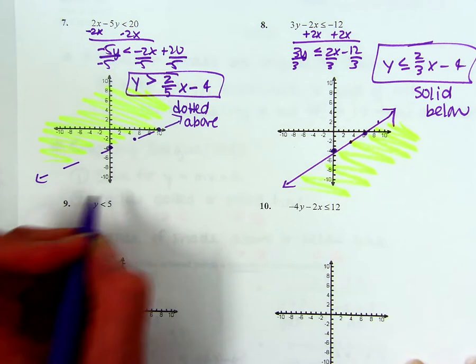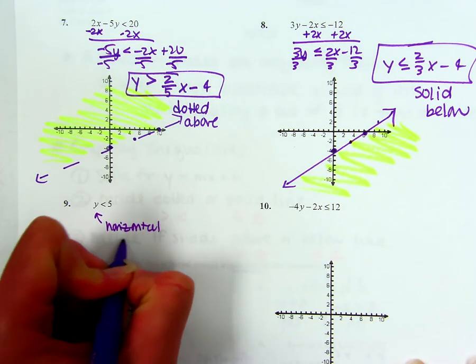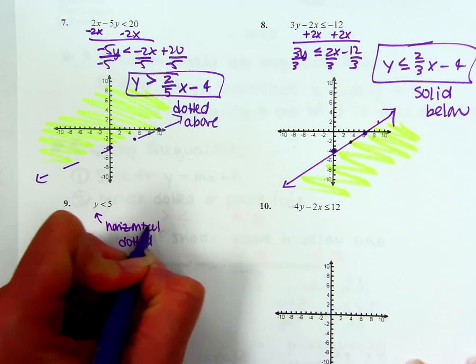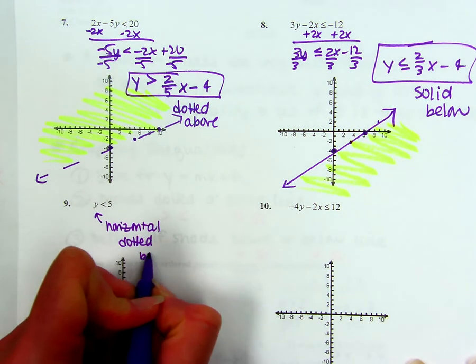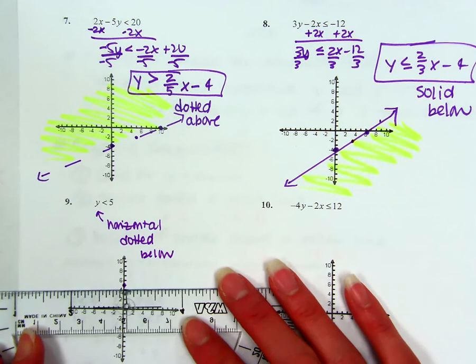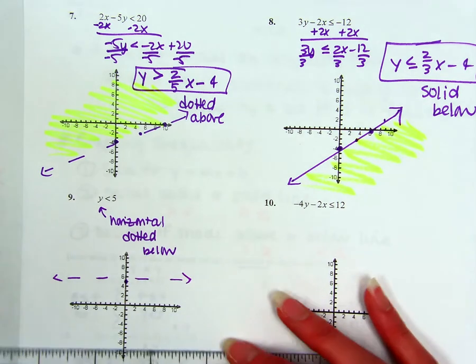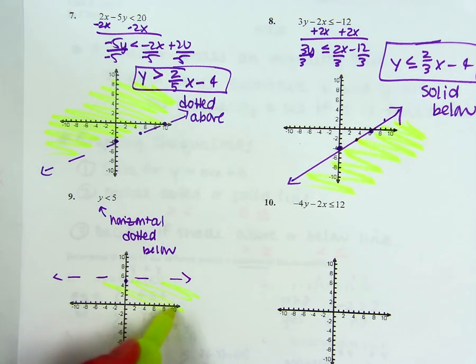All right, this one is just y, so this is a horizontal line. It is dotted because it doesn't have the or equal to, and I need to shade below. So find y is 5, make a dotted horizontal line, and then I need to shade below.